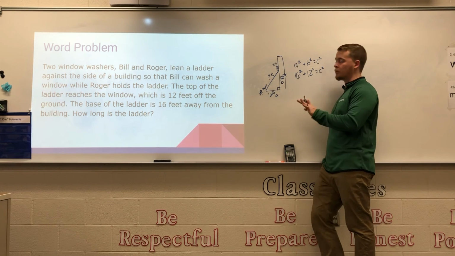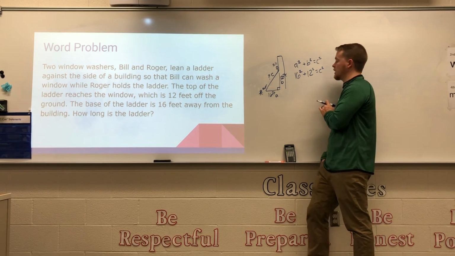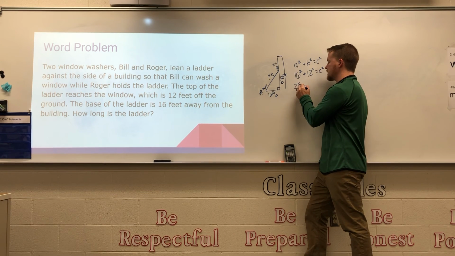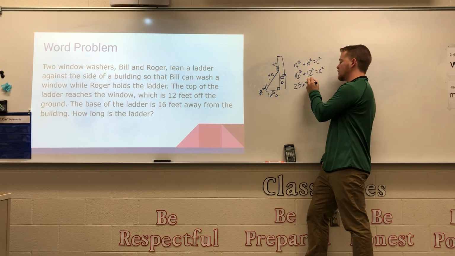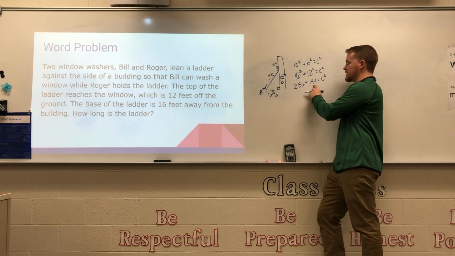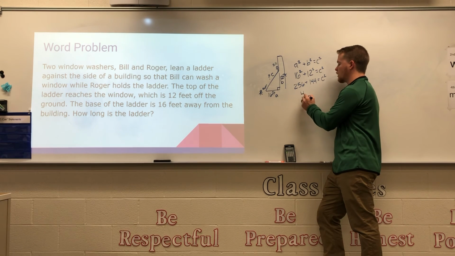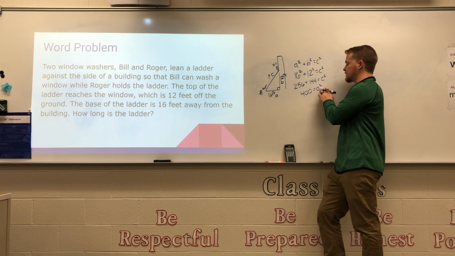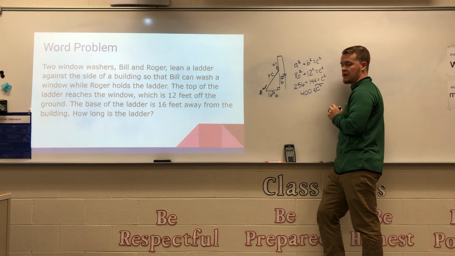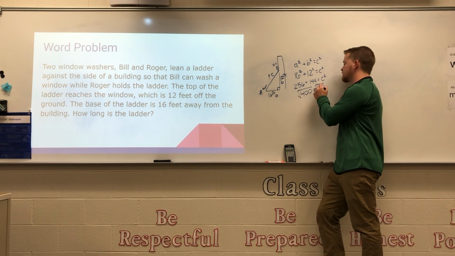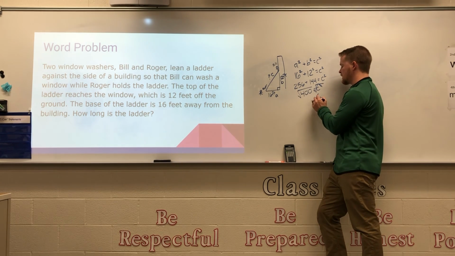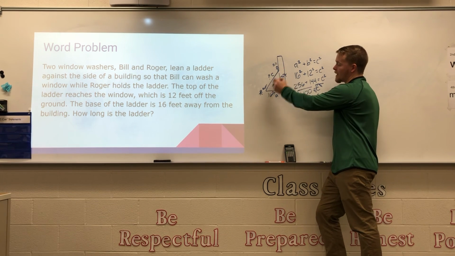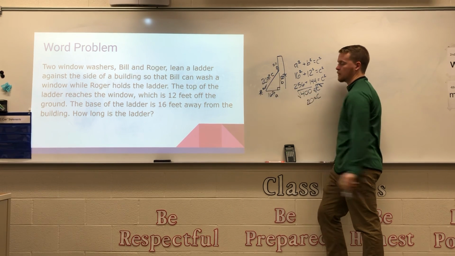Once it's all set up, now the hard part's done. We're good now because we just have to do the math of it. We simplify 16 squared, which is 256, plus 12 squared, which is 144, equals C squared. We add these together. 256 plus 144 will give me 400, and that equals c squared. And we got one more step. To get rid of the power of 2, the opposite operation would be the square root, and we do that on both sides. Power of 2 and square root cancel, leaving me with c, which is what we need, and the square root of 400 would be 20. So that means that our ladder is 20 feet long.